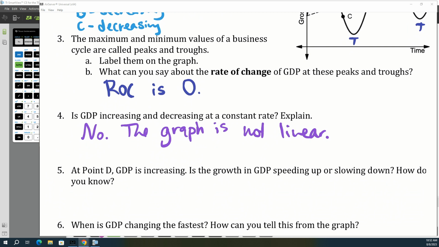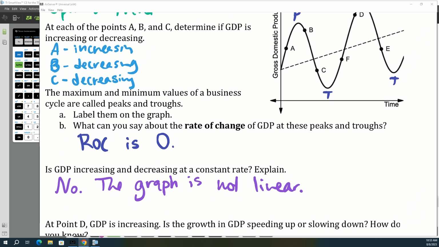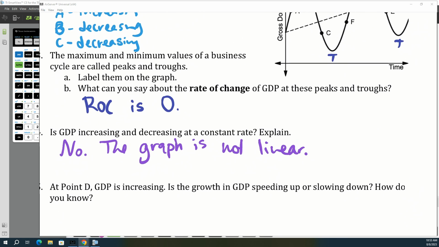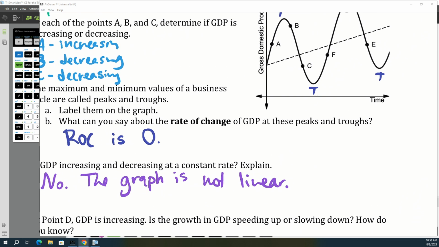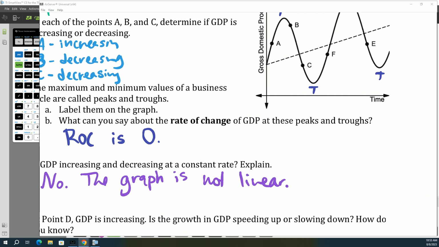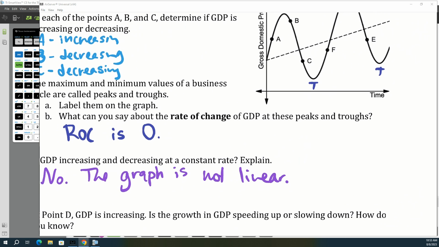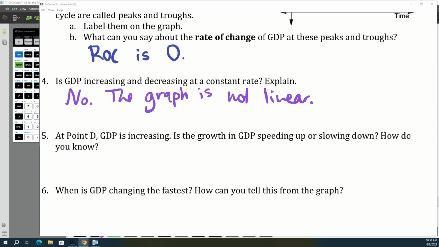Okay, at the point D, the GDP is definitely increasing because there's a positive slope. But is the growth in the GDP speeding up or slowing down? Or in place of growth, you can think of the rate of change. So what do you guys think at D? It's slowing down because it's starting to level off, it's getting flatter.